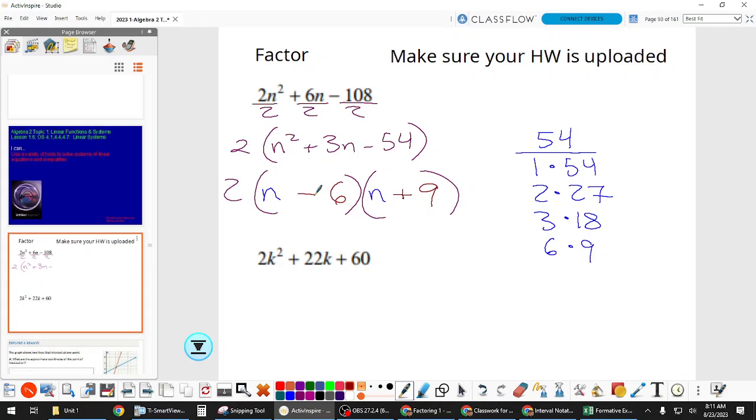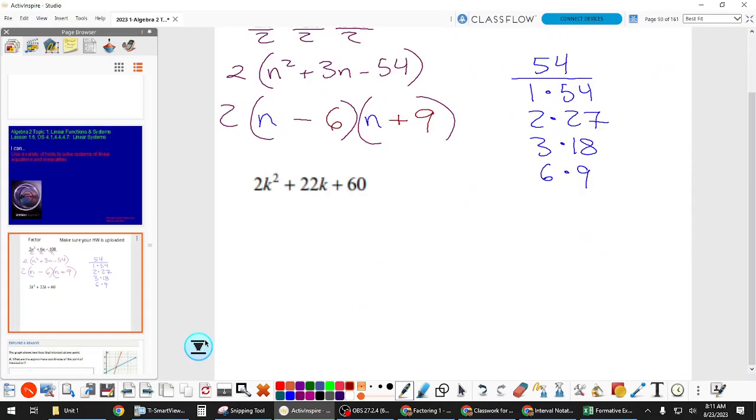Okay, next one. Check for a GCF first. Again, it's 2, and it just happens to be that the ones I picked had 2. It's not like an always thing. Then you look to see if you can factor what's inside.